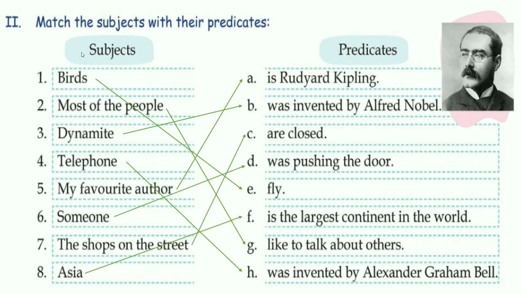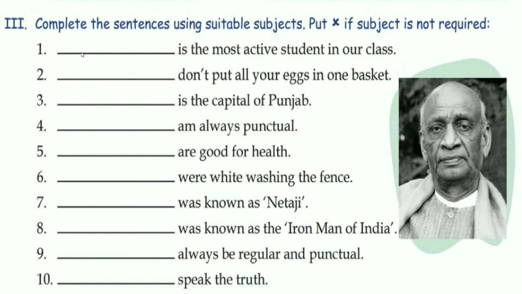Children, it is very easy. I hope you have done it, so I just read the sentences. Okay, Roman number 3. Complete the sentences using suitable subjects. Put a cross if a subject is not required. Number 1. Dash is the most active student in our class.